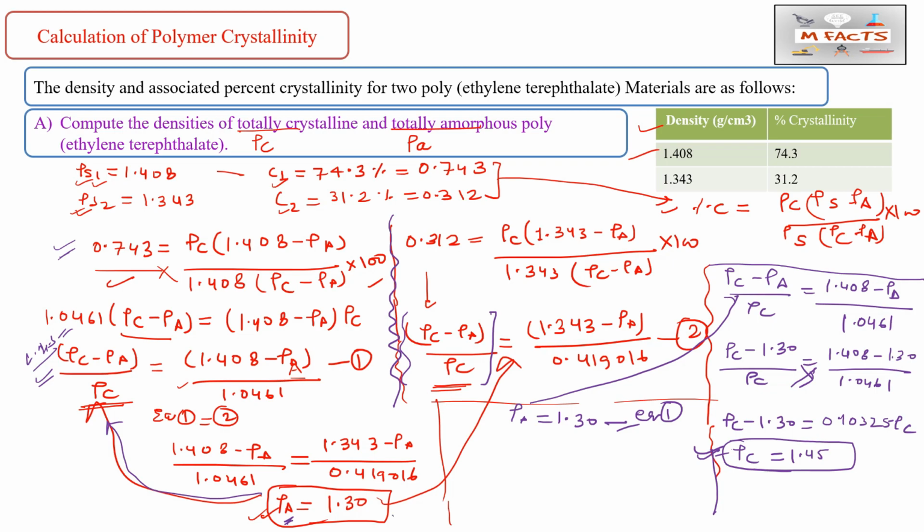After getting this rho A, we can put this value in either equation 1 or equation 2. In any of these ways we can calculate rho C. I have chosen equation 1. You can also verify this method by putting this rho A in equation 2. You will get the same answer as we got from equation 1.